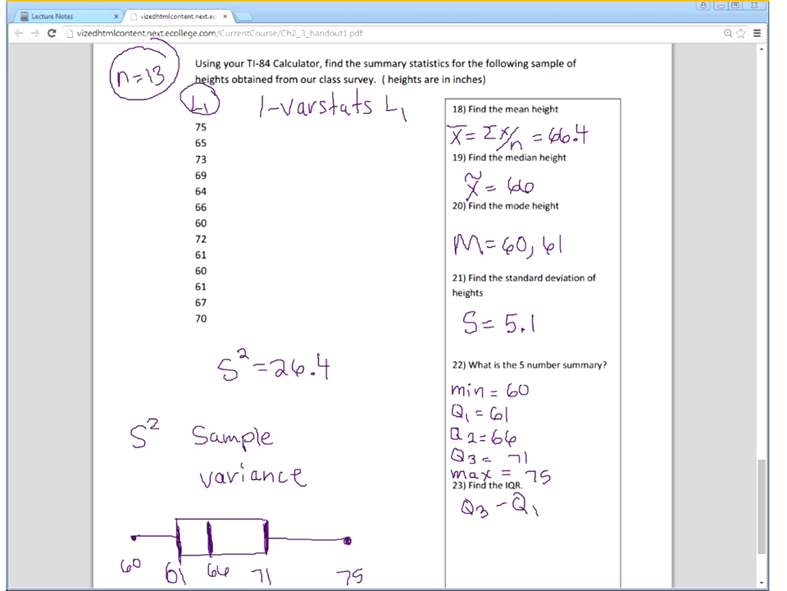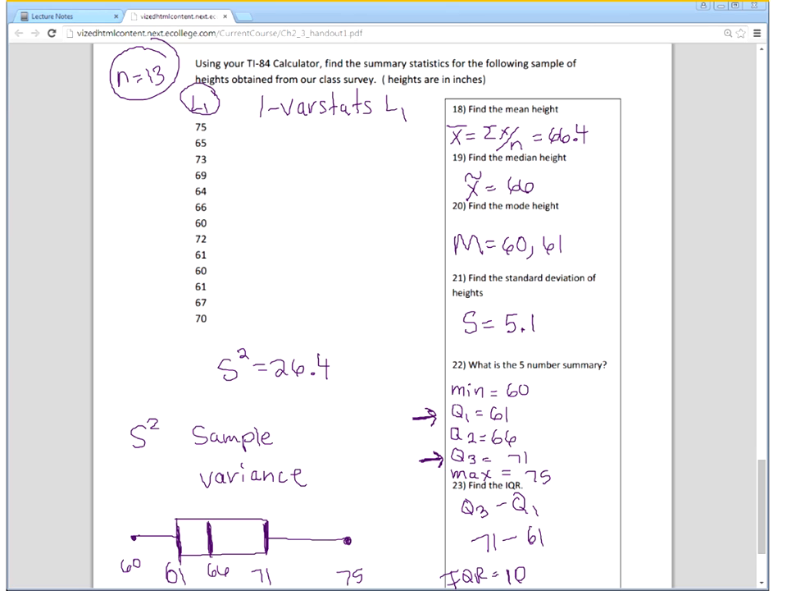All right, so we have the third quartile, and we also have the first quartile, right? So the third one is 71, and the first one is 61. So right there, you know what the interquartile range is. So 71 minus 61. All right, so there's our IQR.